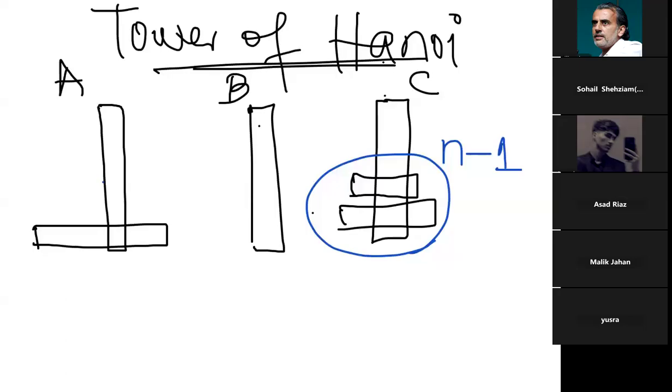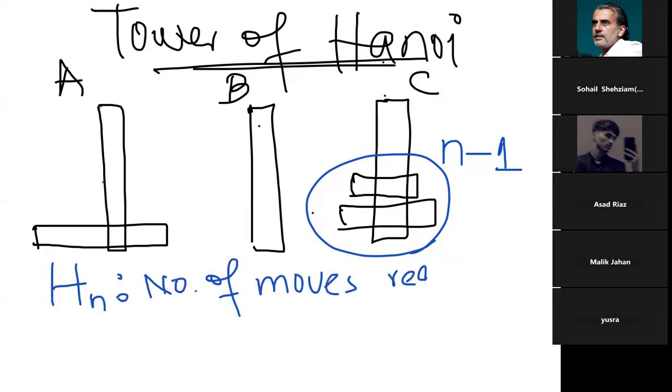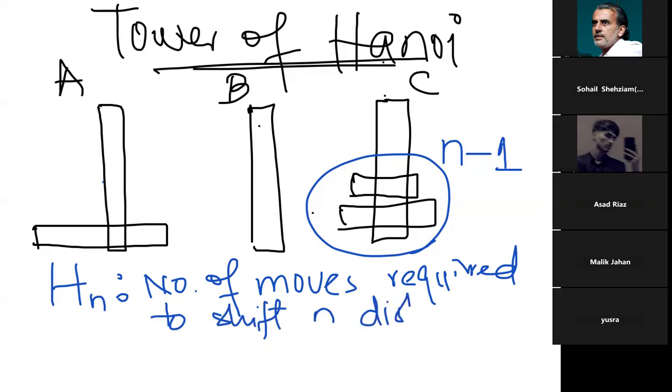So if we use this variable of capital H subscript n to notate the number of moves required to shift n disks from one tower to another. So if n would have been 3, then n minus 1 would be 2. And for a smaller value of n, we can compute these moves a little conveniently.